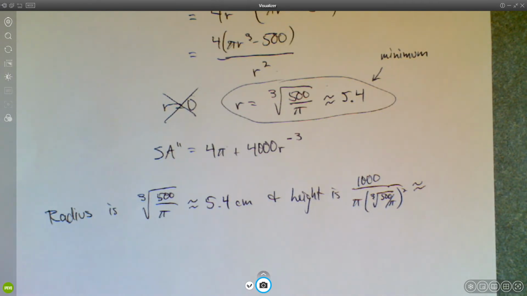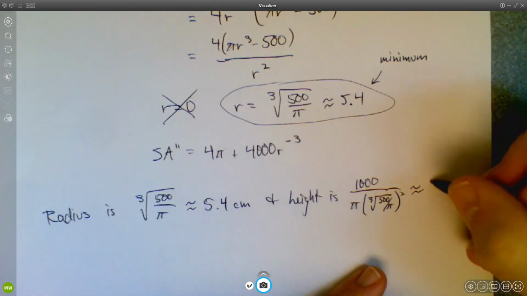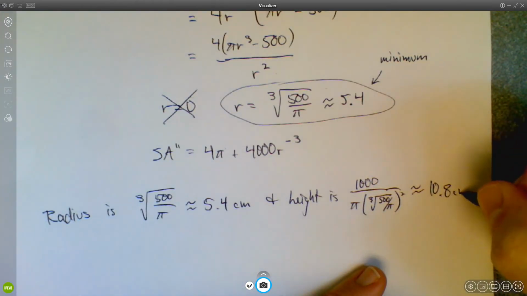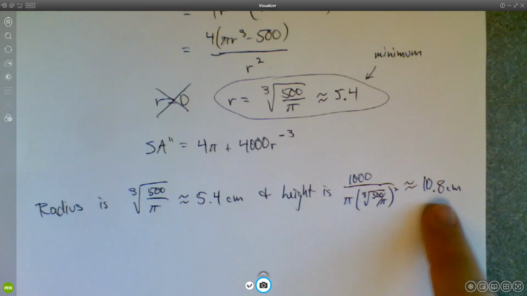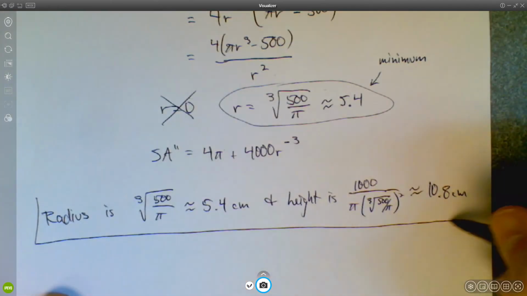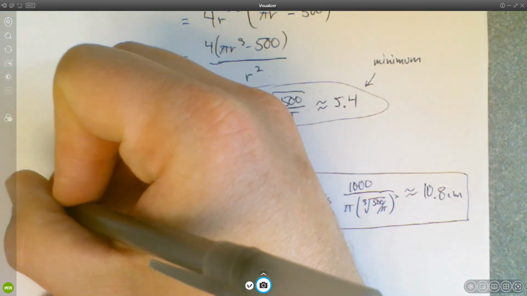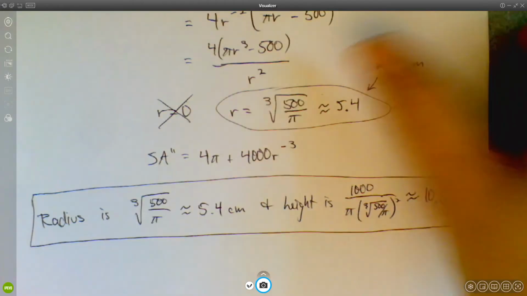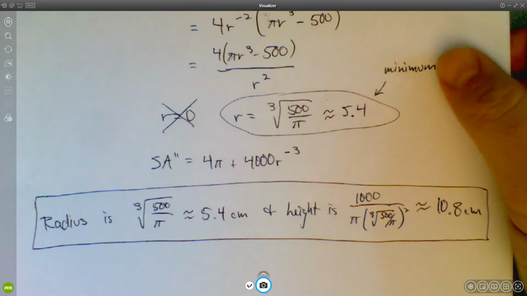Okay, that's about 10.8. Oh, that's interesting, right? So the height is about twice as much as the radius. Okay, so that's cool. Anyway, so there's that one.